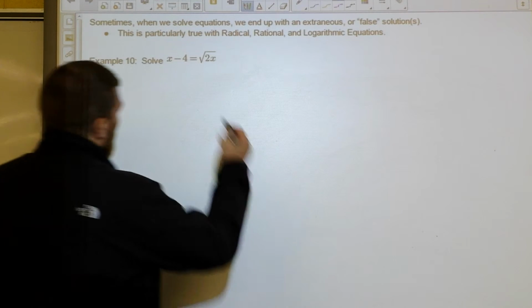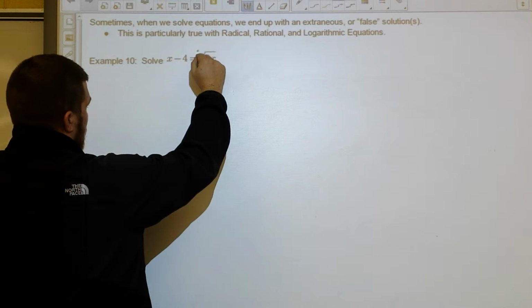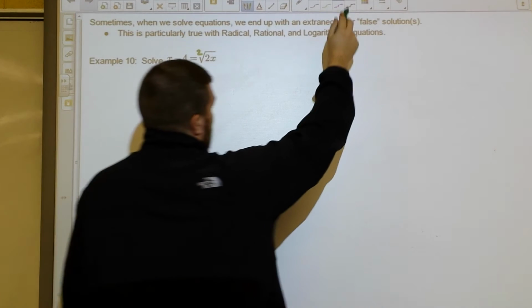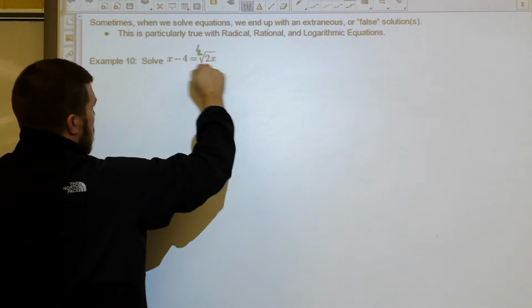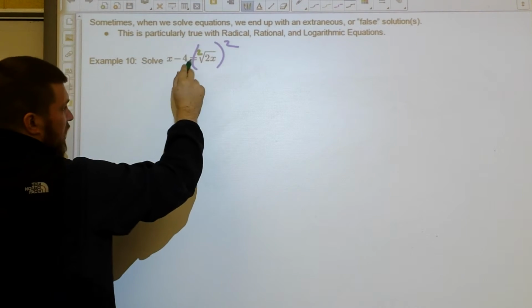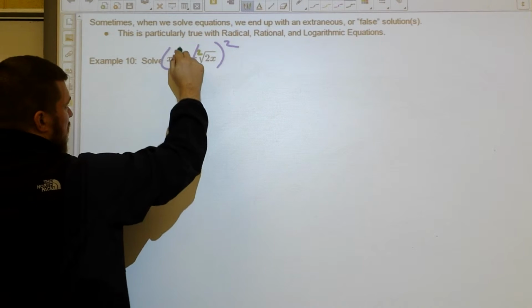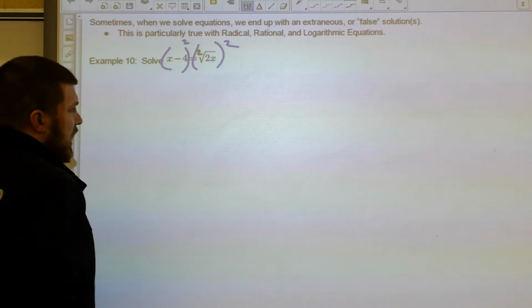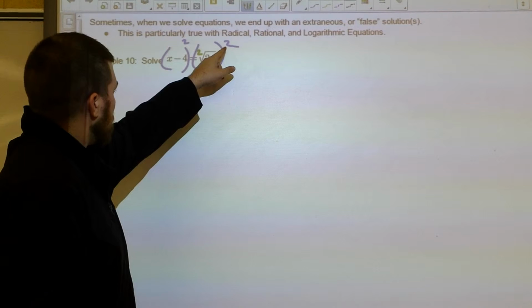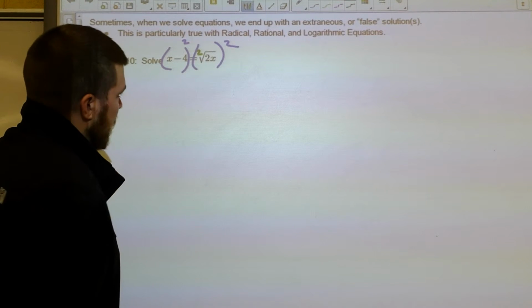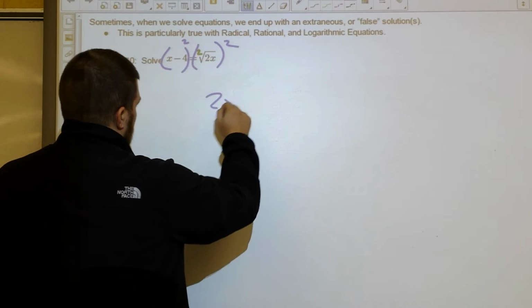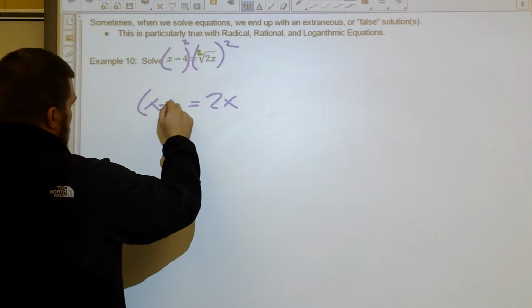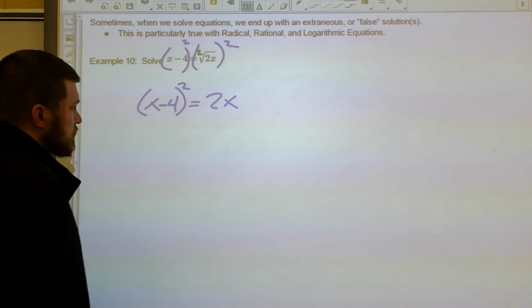Here's an example. I have a square root, so that means I have an index of 2. Since I have an index of 2, that means I'm going to need to use power 2 on each side. Now, there's more than one thing on the left, so you've got to put it in parentheses before you do that power 2. Power 2 and index 2 is going to cancel out, so I have 2x is equal to parentheses x minus 4 squared.